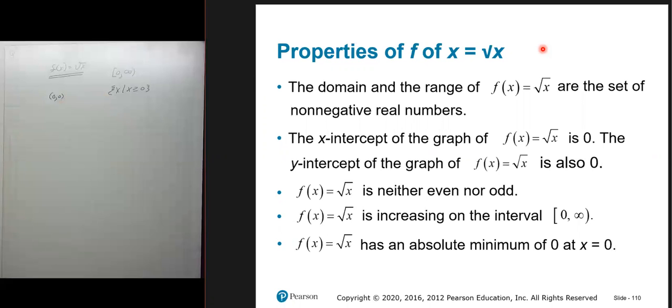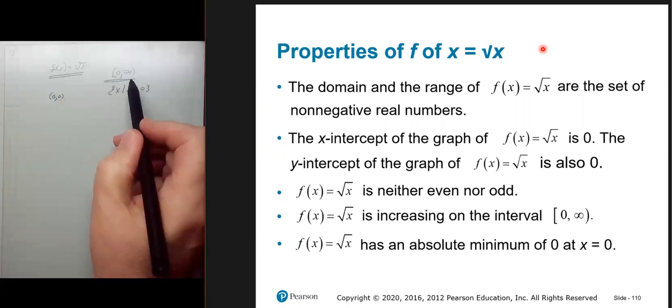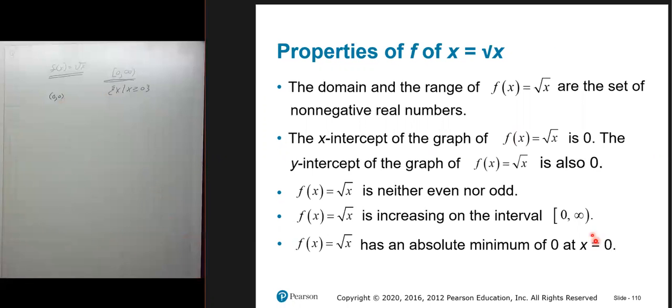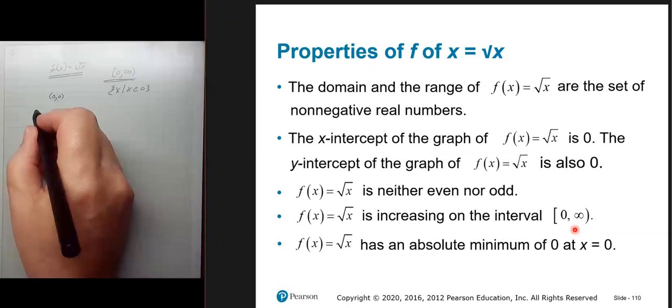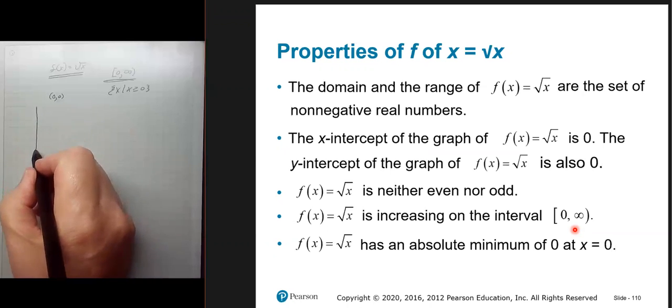The graph is neither even nor odd, and it's an increasing function over its domain. Okay, see, here's the domain, and it looks just like this interval, and so it's increasing. That means it's a one-to-one function, but we'll discuss that later. And it has an absolute minimum at 0, at x equal to 0.